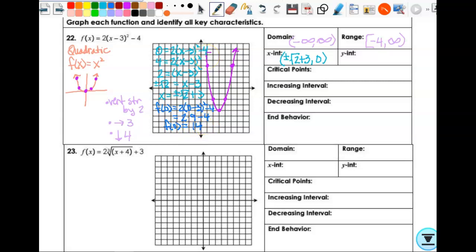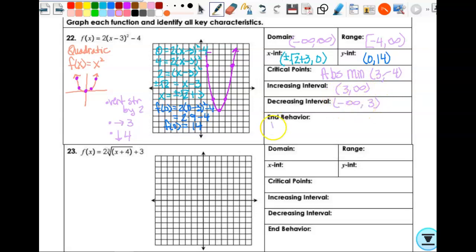And that should make sense. It should be big up there. So this is at 0, 14. Okay. My critical points, I have an absolute minimum at 3, negative 4. Oh my gosh. And then I'm increasing starting here, and that's at x equals 3. So I'm increasing from 3 to infinity, and I'm decreasing from negative infinity to 3.